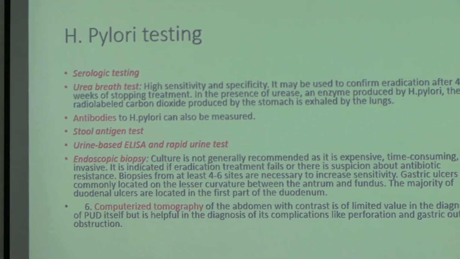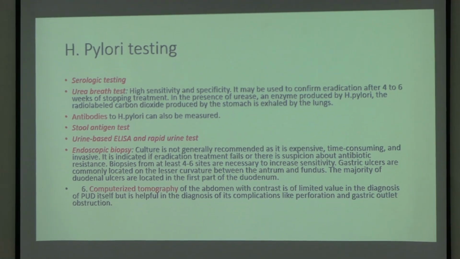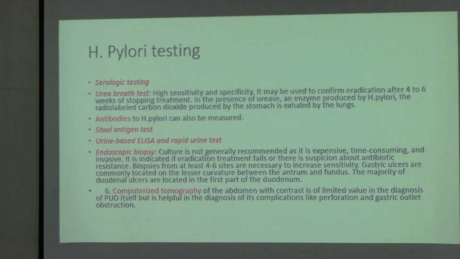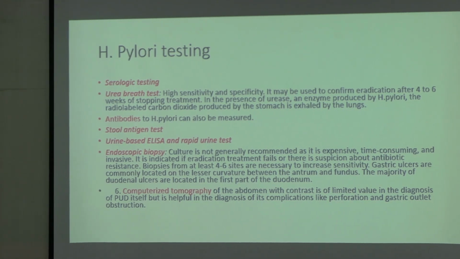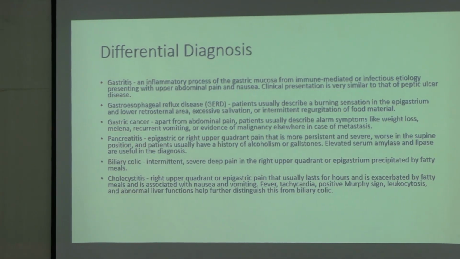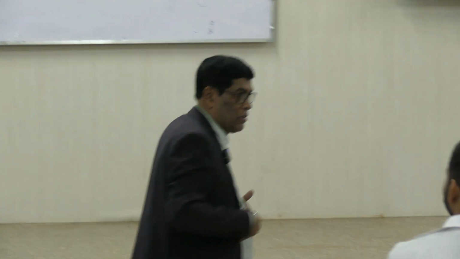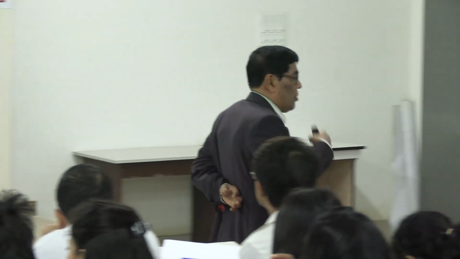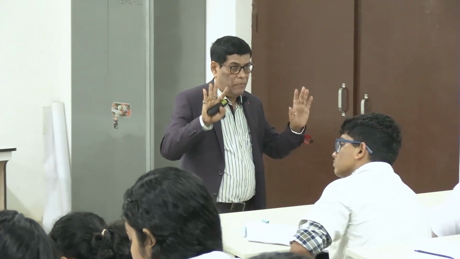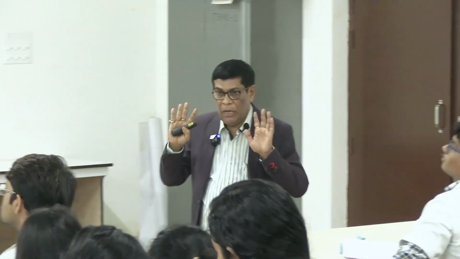So H. pylori testing, what we will do, you know by now: stool antigen, urine antigen, and also antibody and urease test. Okay, differential diagnosis. One of the differential diagnoses for pain abdomen, as I told, is myocardial infarction and pancreatitis, pancreatic inflammation. Gallbladder stones pain will be relieved by vomiting. Pancreatitis is not that uncommon.